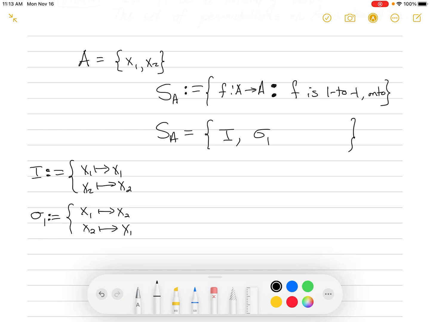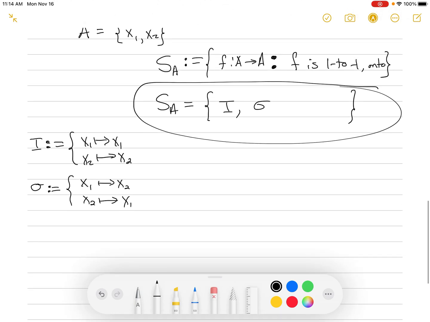So your base set is A, so you only have two permutations on A. The identity and what I'm calling sigma 1, or we don't even need the sigma 1 here, we can just call it sigma. So sigma basically just sends x1 to x2 and x2 to x1. Just what you call a transposition.